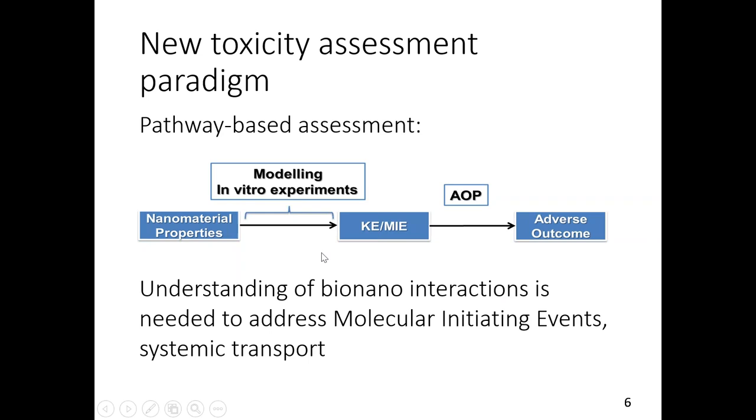So our approach is as follows. We want to characterize the material exhaustively at a more advanced level and connect those descriptors with the initiating events rather than final adverse outcomes. And this we consider a feasible problem. So most of our activity is concentrated on this point, where physchem description and biological description come together at the level of key events and initiating events. And for that, we need to understand bio-nano interactions.